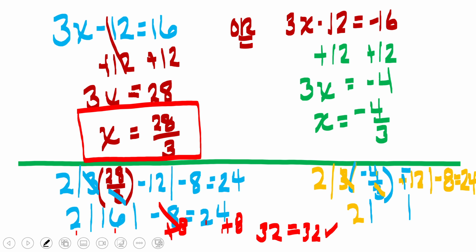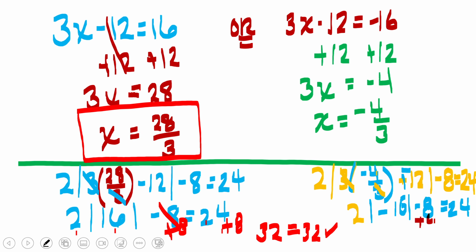Negative 4 plus a negative 12 is more negative, so it's going to be negative 16 in the absolute value, minus 8 equals 24. Absolute value is the distance from 0 on the number line, so that negative 16 is now positive.